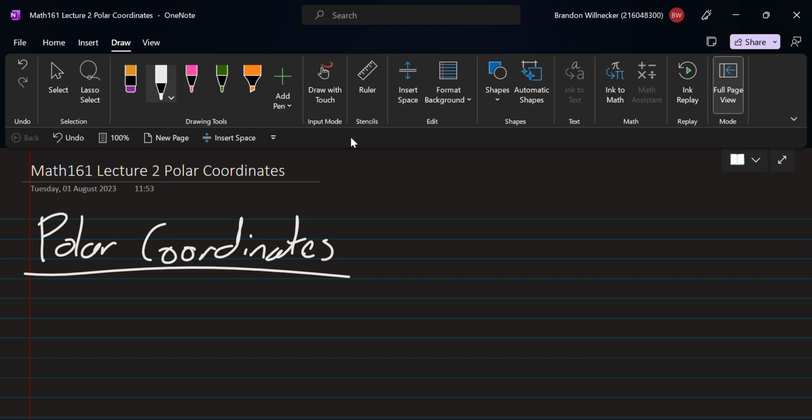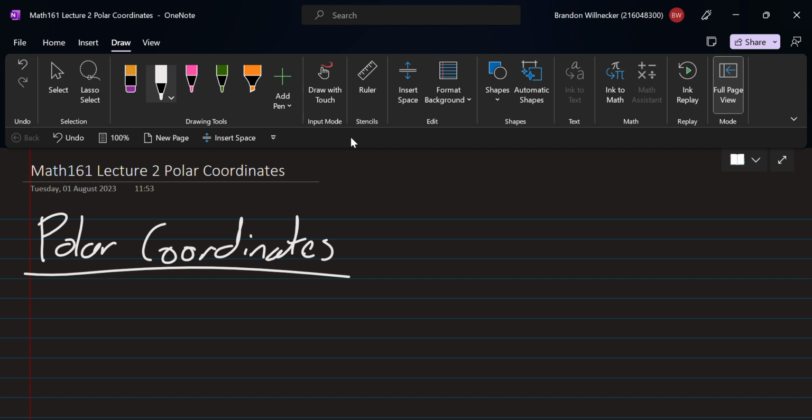Okay, so we're going to be starting a new section today called polar coordinates. Before we get to polar coordinates, we're going to do a quick recap on what coordinates are. Everyone should be familiar with Cartesian coordinates. We will look at that a bit more generally and then work our way to polar coordinates, converting between Cartesian and polar, and then sketching polar coordinate graphs.